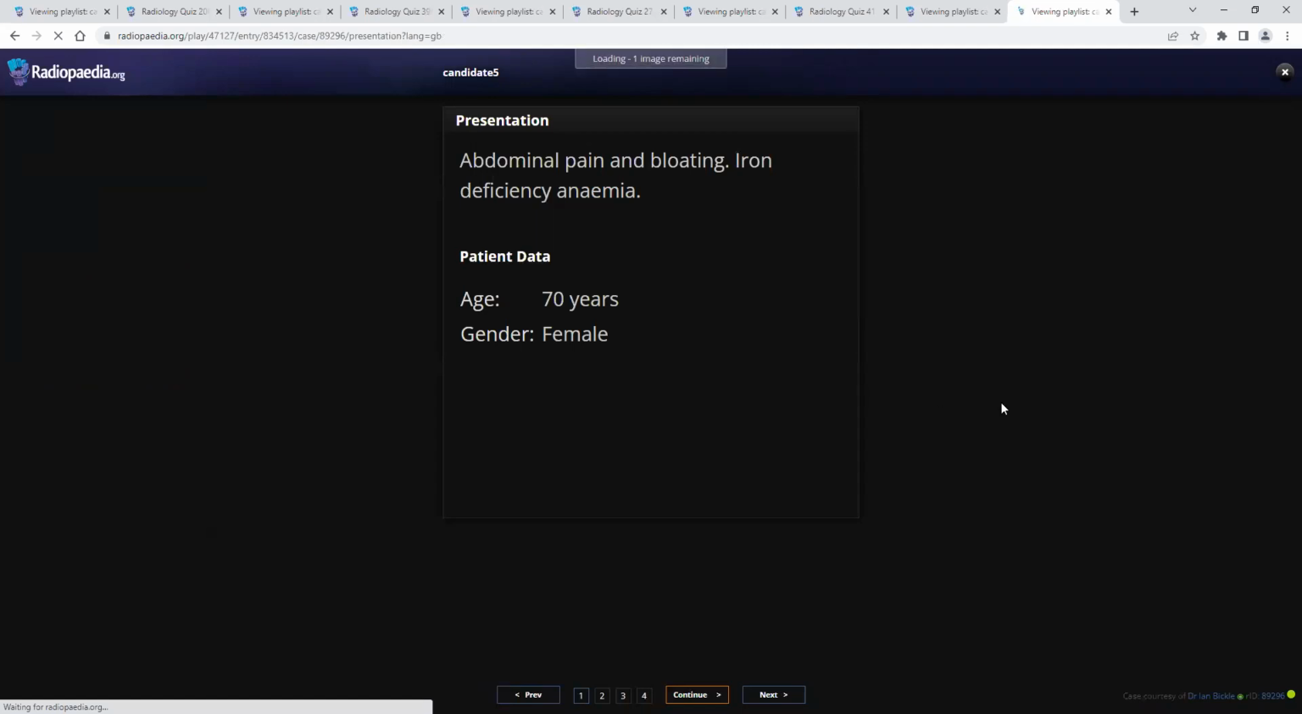Next one. So this is a 70-year-old female who has presented with abdominal pain and bloating. There is iron deficiency anemia.